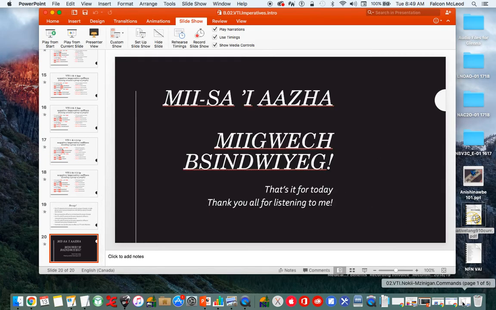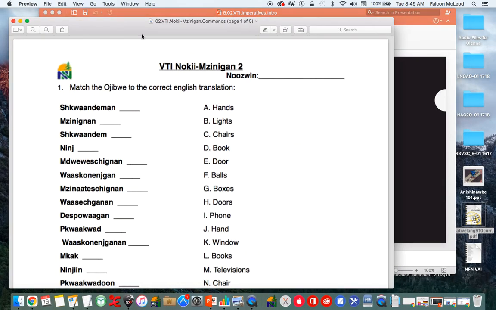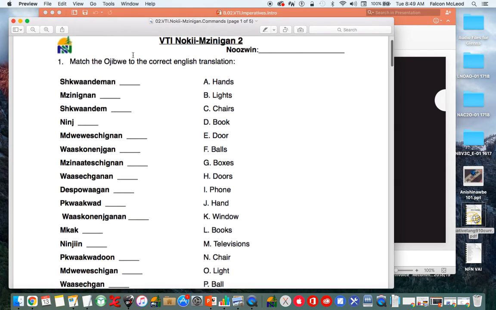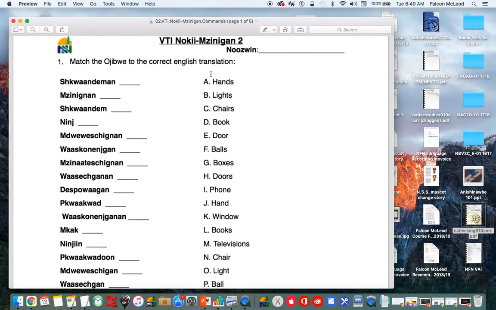So that's the lesson for today. Now we're going to go into the worksheet. All right. So the first one here is match the Ojibwe to the correct English translations.